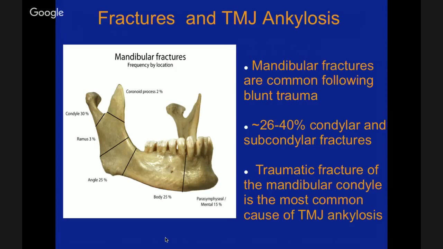Fractures and temporomandibular joint ankylosis: following blunt trauma to the head and face, mandible fractures are pretty common, and 26 to 40% occur at the condyle or subcondylar region. That's the component of the mandible that is part of the temporomandibular joint. Traumatic fractures of the mandibular condyle are a common cause of TMJ ankylosis, and TMJ ankylosis is the most severe manifestation of TMD, causing stiffness and immobility of the joint.